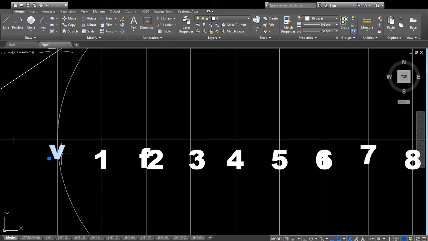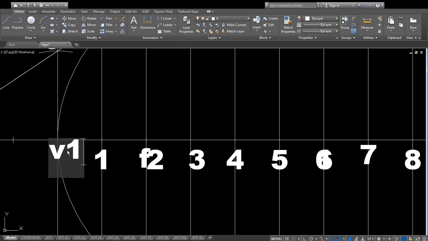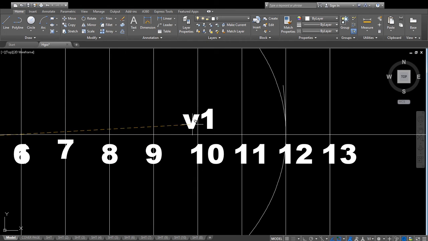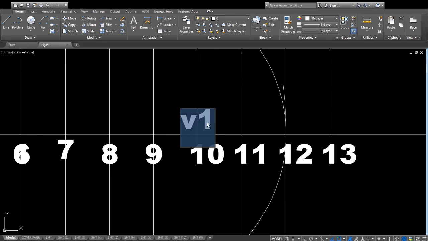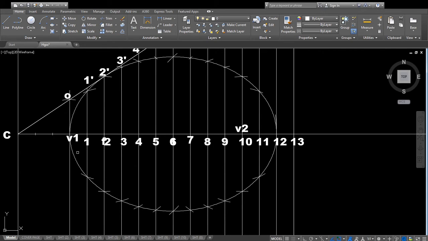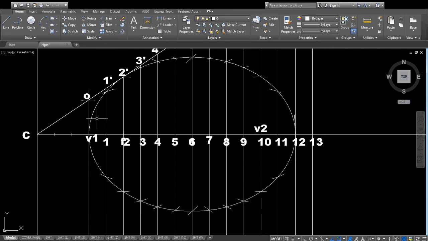So I'm going to call this V1, and then here, this as V2. Here as V2, here as V2.